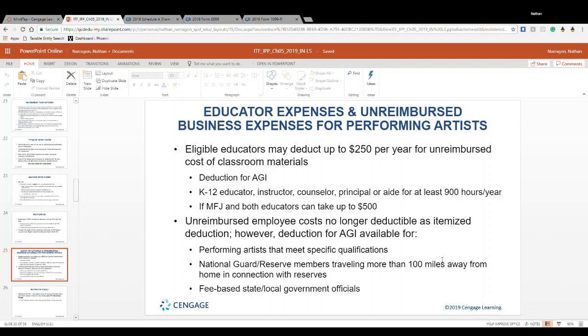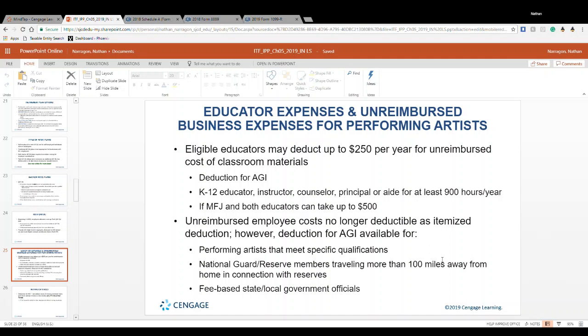Okay, if married and filed jointly, and both of them are educators, of course they get to take double the amount. But we only get $250 for any teacher, which, to be honest, opinion here, it's not enough. Okay, some teachers spend an incredible amount of money, but this is the way it is, and the way it's going to be. So keep an eye on this though, because there was talk about maybe increasing the educators.